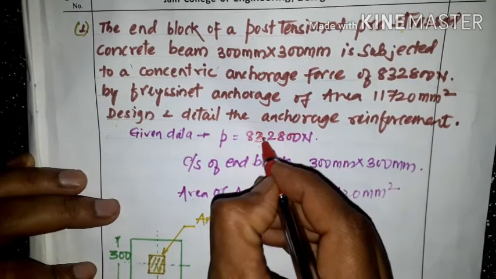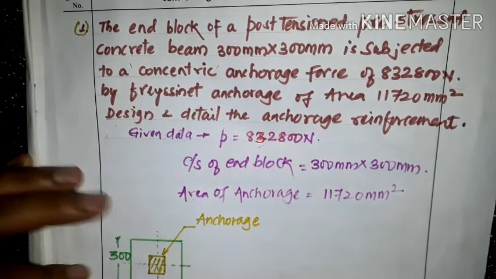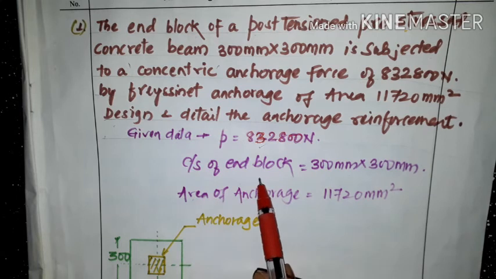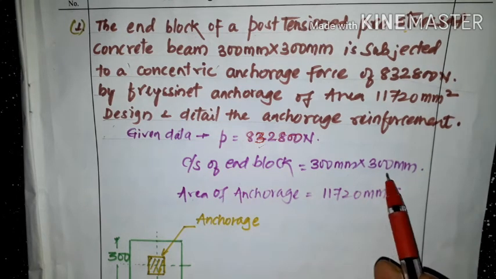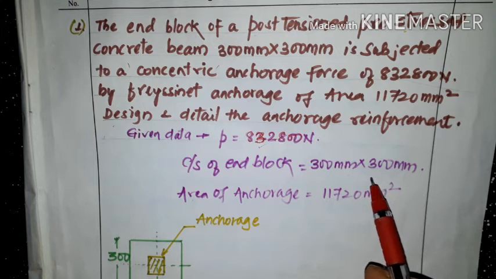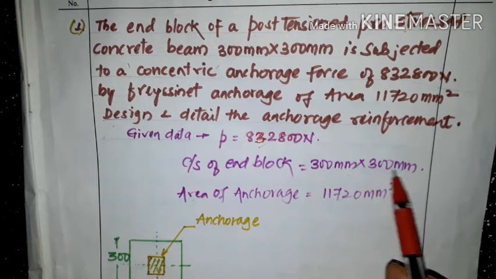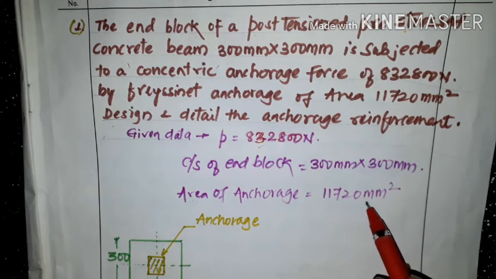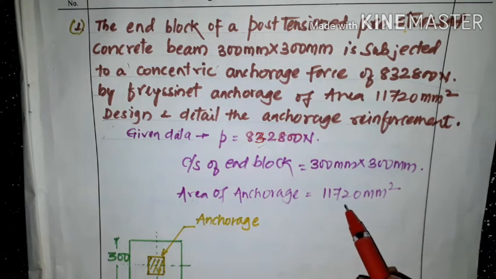So make a correction here. So it is 832800 Newton. Then the cross section of end block is 300 mm by 300 mm. So we have to design the end block for a cross section at the end of 300 by 300, and the area of the anchorage is given as 11720 mm square. The anchorage plate size has an area of 11720 mm square.